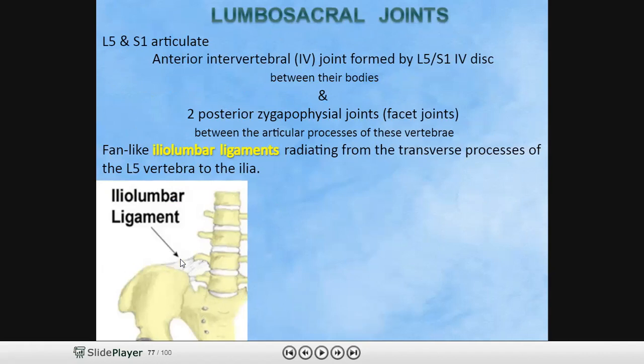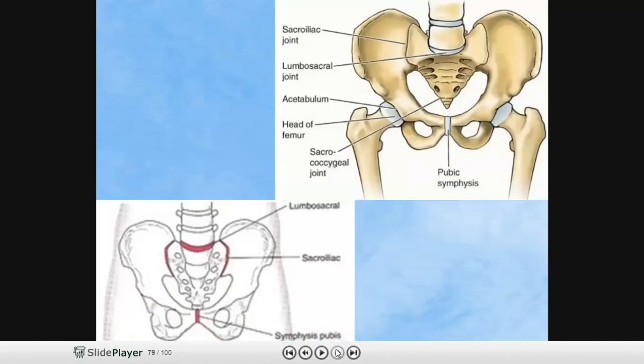Fan-like iliolumbar ligaments radiating from the transverse process of L5 vertebra to the iliac crest. Okay, those are the iliolumbar ligaments. Okay, so this is lumbosacral joint.